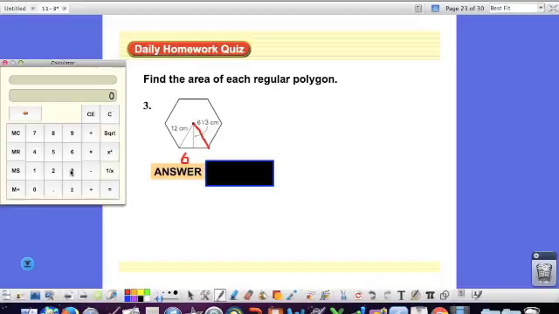12 times 6 radical 3 is 36 radical 3. And there are 6 of these. So 36 times 6 is 216 radical 3. If the answer is rounded to the nearest hundredth, that's going to be the square root of 3 times 216 for an area of 374.1.